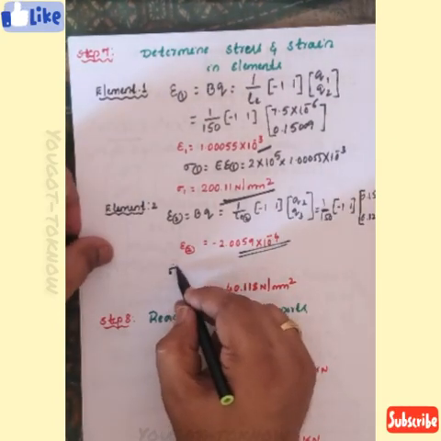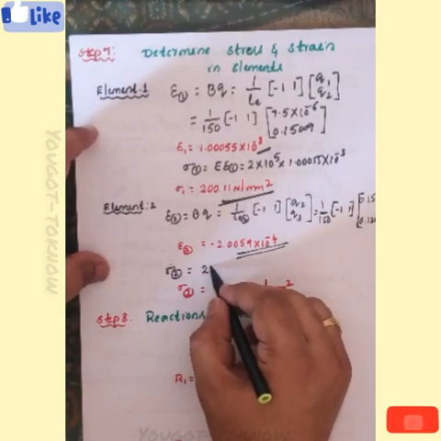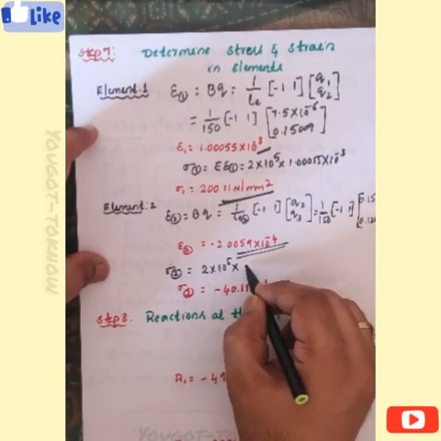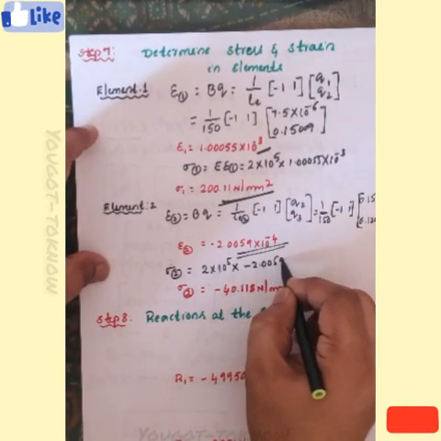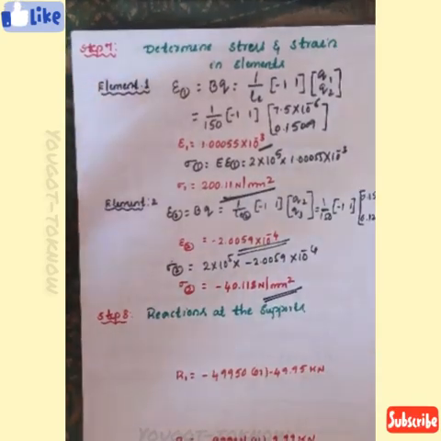Then sigma 2 will be equal to, very simple, E into B into Q. E is 2 into 10 power 5, into epsilon 2, which is 2.0059 into 10 power minus 4. You are going to get a value of 40.118.